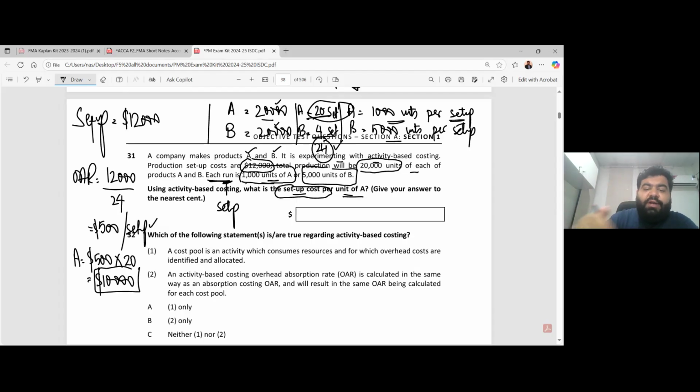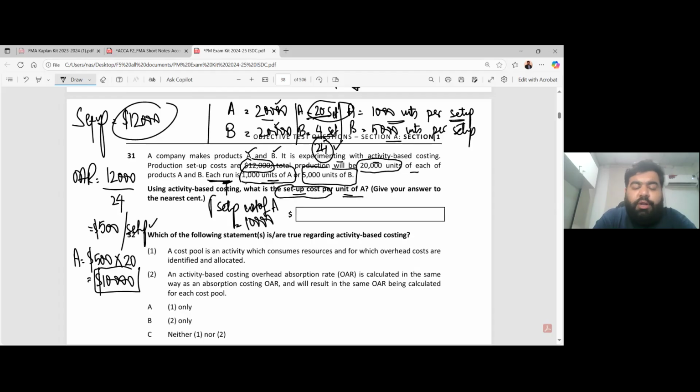Out of the complete overheads, which were 12,000, 10,000 will go to A. Obviously, A is having more setups, 20 setups as compared to B, which is having 4 setups. So 500 for 20 setups, 10,000 cost will be allocated. Now, if he's asking to tell the total setup cost of A, then I will say it's 10,000.